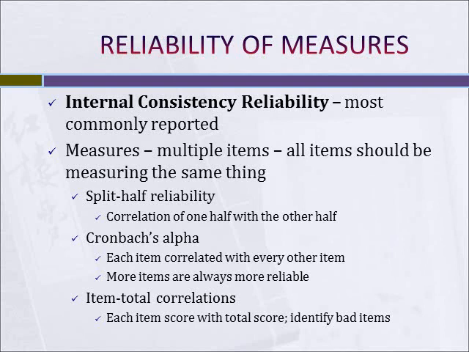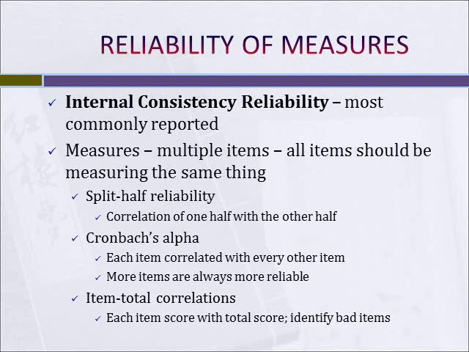So we would expect that each item would correlate with one another, or that parts of the measurement scale, parts of the test would correlate with other parts. And so psychologists developed internal consistency reliability. There are 3 types of internal consistency reliability: split half, Cronbach's alpha, and item total correlations. Split half reliability is when you correlate one half of a measure or a test with the other half.